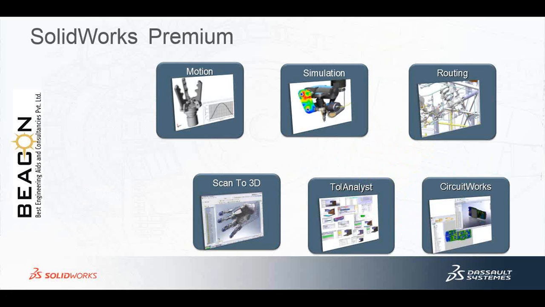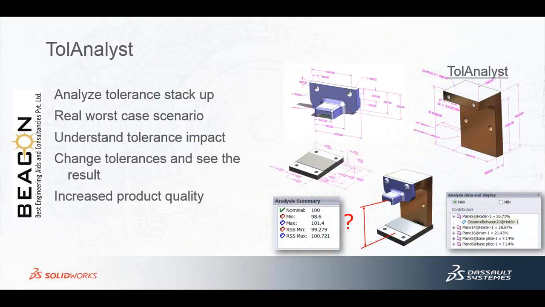Next we have Tol Analyst. Tol Analyst basically helps to do stack-up analysis for vital mechanical fit and function. With Tol Analyst, these tasks can be completed directly on your models inside SolidWorks Premium. Tol Analyst is a tolerance analysis to study the effects of tolerance in the assembly. You can also see the worst case scenario, dynamically change the tolerance, and update it.